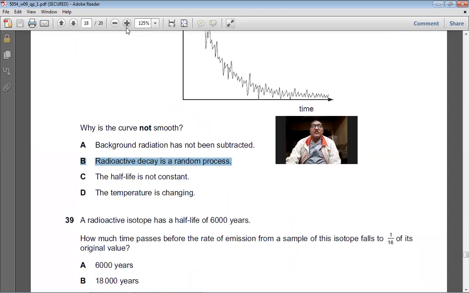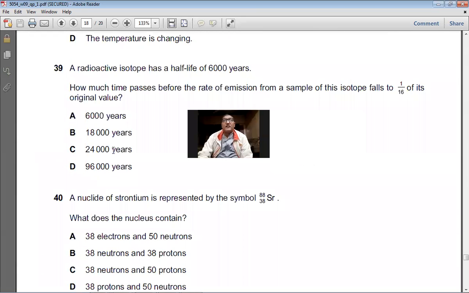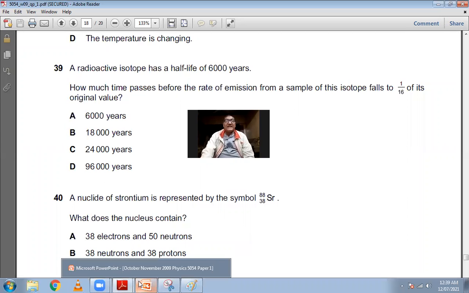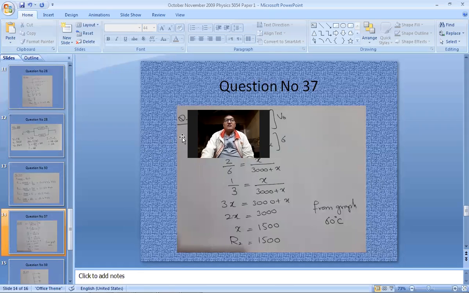Okay, the next question coming up on your screen says, a radioactive isotope has a half-life of 6,000 years. How much time passes before the rate of emission from a sample of this isotope falls to 1 by 16 of its original value? 1 by 16, and the half-life is 6,000.